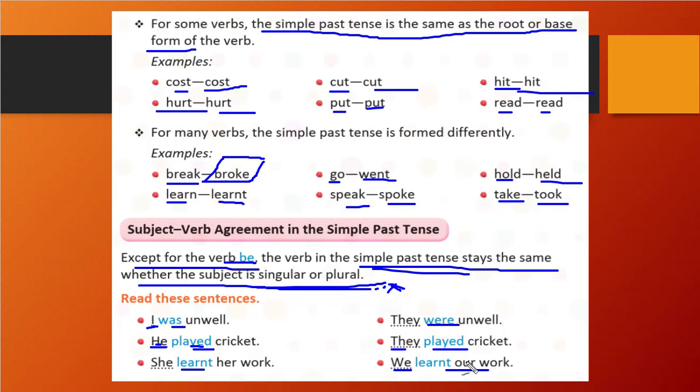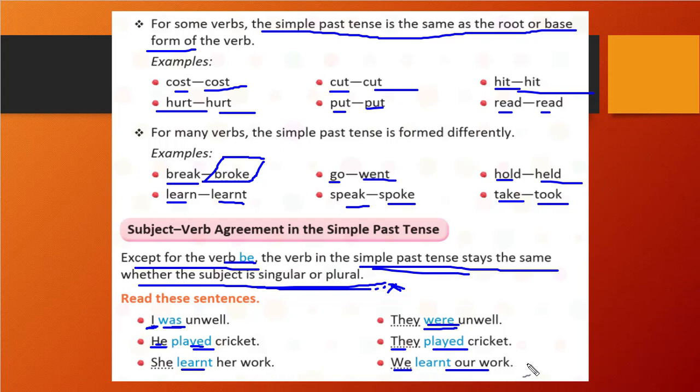So you observe here, I was there, right? Our be verb was is there. And for they we have used were as the be verb. Apart from these two, you see he, she played and learned. He played cricket, they played cricket. She learned her work, we learned our work.